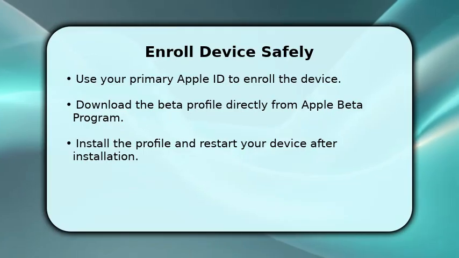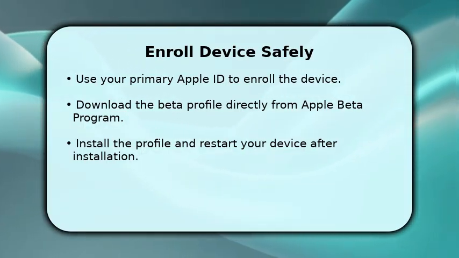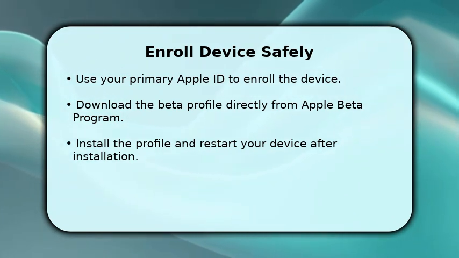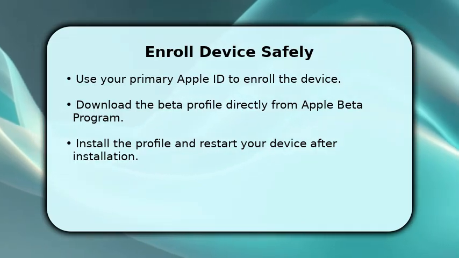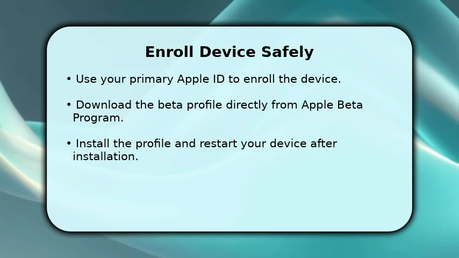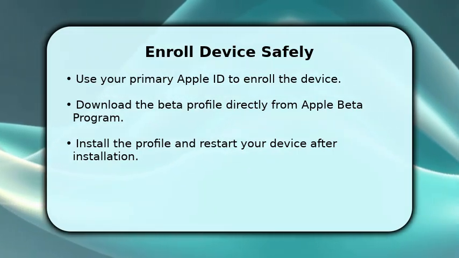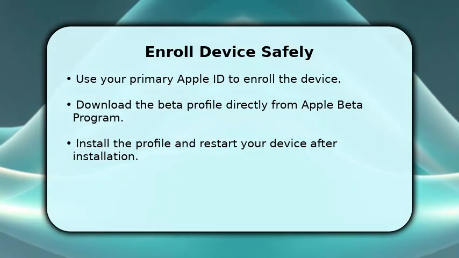Start by signing into the Apple Beta program with your Apple ID, then enroll the specific device you want to test. Download and install the beta profile from the official site and follow prompts to allow the profile. Restart your iPhone, then check Settings, General, Software Update to download the beta build. Keep your device backed up and on Wi-Fi for a smooth download and installation process.